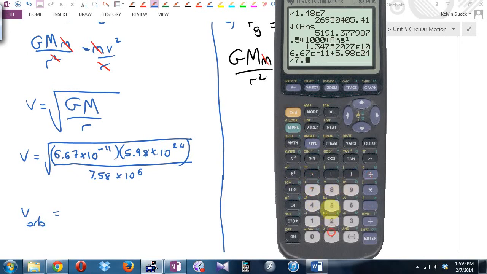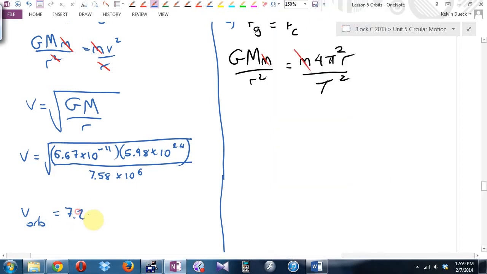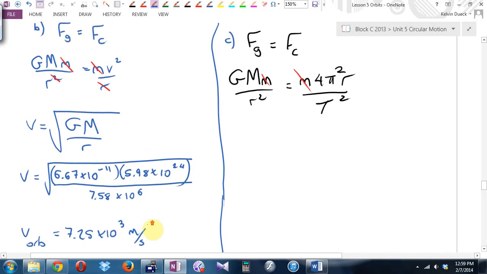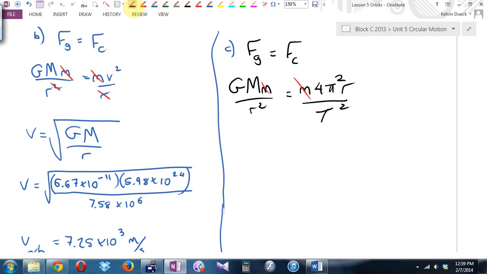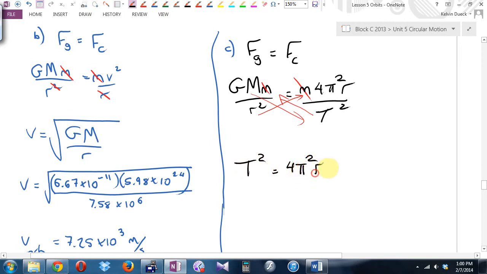Not that I don't trust you, but I want to try this myself too, because I like this stuff. Square root of 7254.002, that one there. So 7.25 times 10 to the third, and it's a speed, meters per second. Let's solve for period over on the right-hand side. I'm going to move period up there, radius squared up there, and big G, big M down there. I think I'm going to get T squared equals 4 pi squared R cubed over big G, big M. How to get rid of a squared? Square root.